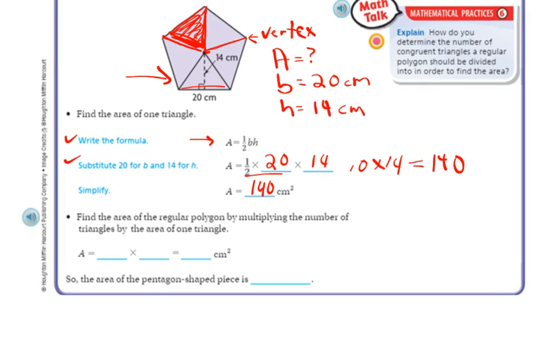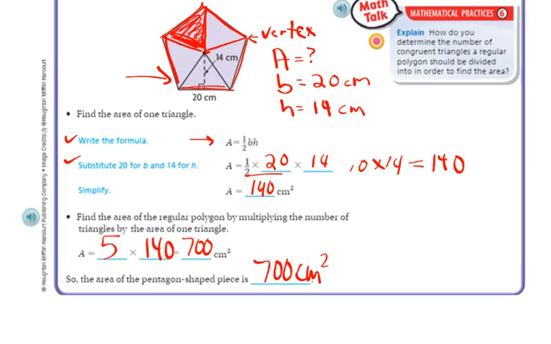Now, I want to count how many of those triangles I have. I've got 1, 2, 3, 4, 5 sides of my figure, so that means I have 5 triangles. So I'm going to take that 5 and multiply it by the 140 to get the total area. 5 times 140 is 700 centimeters squared. So the area of the pentagon-shaped piece is 700 centimeters squared.